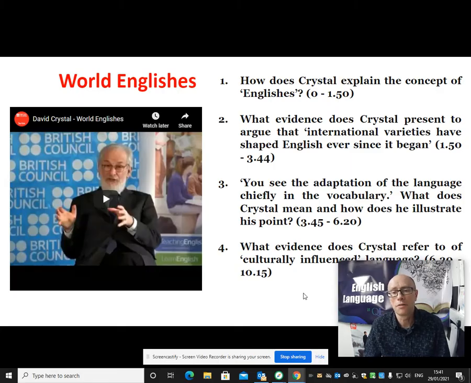You see the adaptation of the language chiefly in the vocabulary, argues David Crystal. He gives an amusing anecdote of travelling in a taxi in South Africa, and the taxi driver says, "Do we stop at the next robot?" Robot? Right, and robot in South Africa means traffic light. So there are all of these very distinctive varieties of English across the world, and he claims that there are something like 10,000 individual lexical items in South African English which are different to British English.